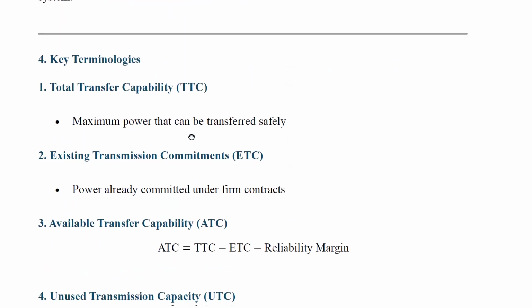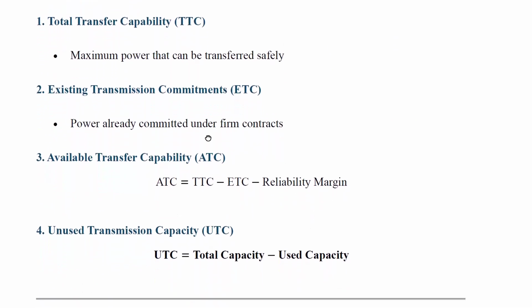So what are the key terminologies in this particular UTC method? First of all, you need to know the total transfer capability, TTC, which is the maximum power that can be transferred safely. And you need to know the term existing transmission commitments, ETC, that means power already committed under the firm contracts.